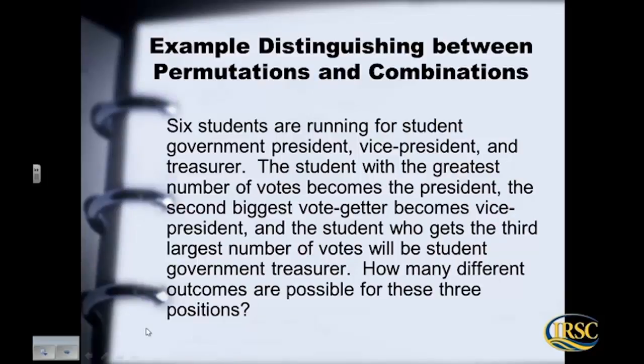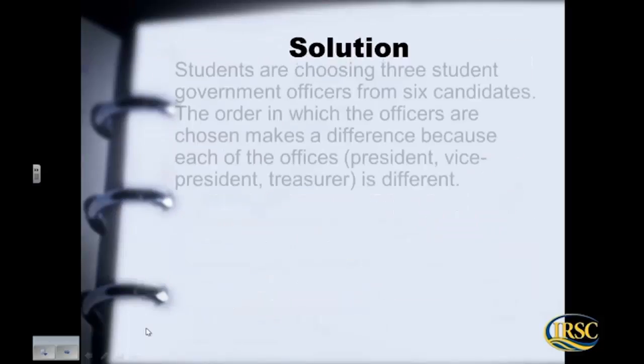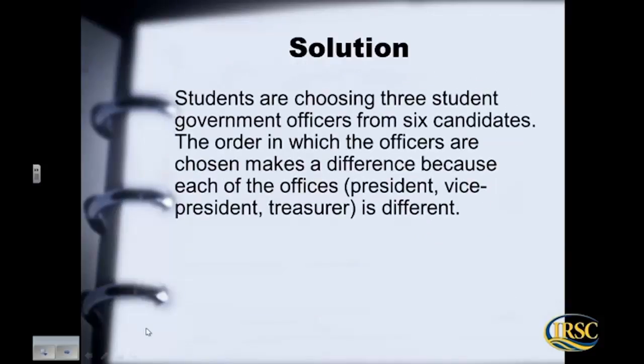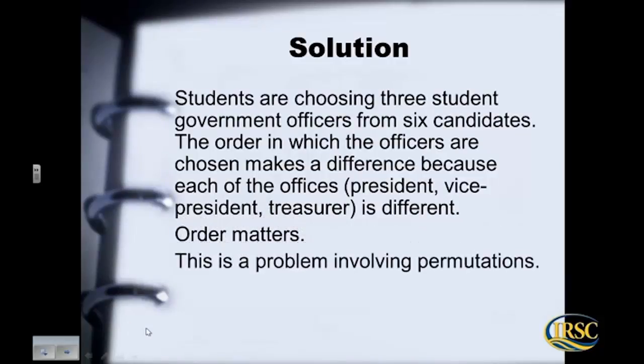Okay, the biggest question you want to ask yourself is, does order matter? You think it does? The biggest vote is going to be something. Right, so you have a first place, a second place, and a third place, right? There's an order that's being defined here, and the order matters as to who gets what position. So yes, you're correct. Order matters, which means permutation. Good. So the order in which the officers are chosen makes a difference. And so order matters, and that means it's a permutation.